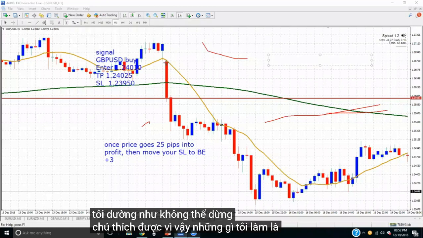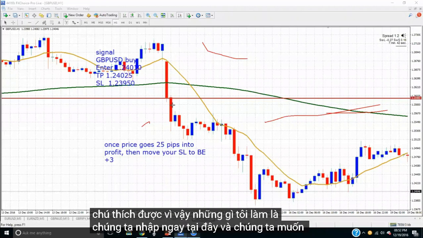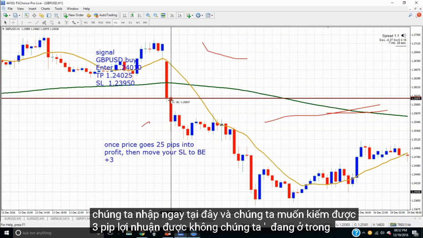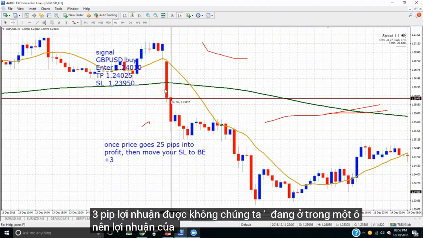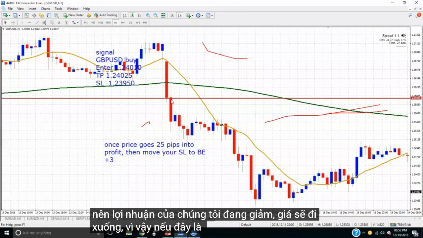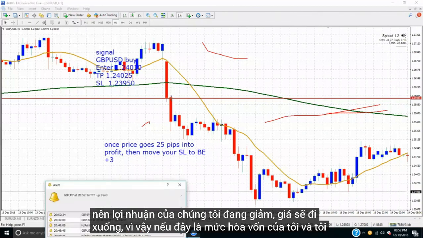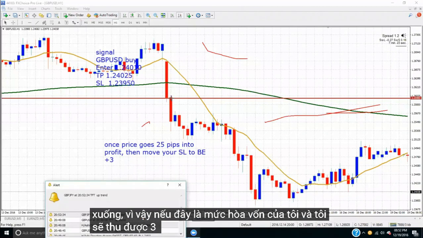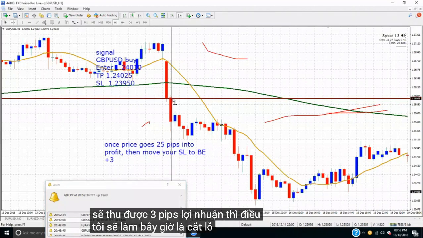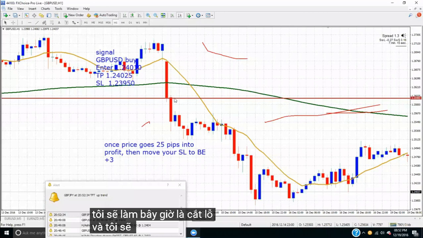So what I do, guys, is we entered right here, and we want to go 3 pips into profit. Okay, we're in a sell, so our profit is going down. Price is going down. So if this is my break even, and I'm going to go 3 pips into profit, then what I'm going to do now is take my stop loss and move it down 3 pips. Does that make sense?